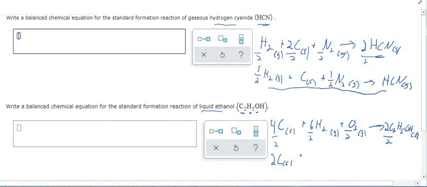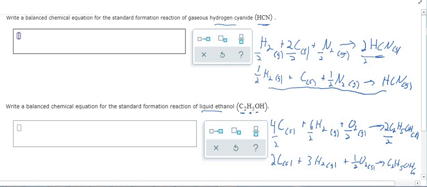And that is going to yield 2 carbon solid plus 3 hydrogen gas plus half oxygen gas, and that is going to then yield 1 mole of C2H5OH liquid. Okay, so we took the y expression that we got from the other equation that you haven't used yet, the second one, and plugged it in. This is the substitution part of it.